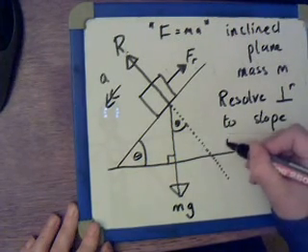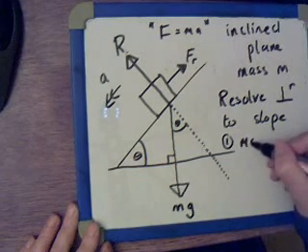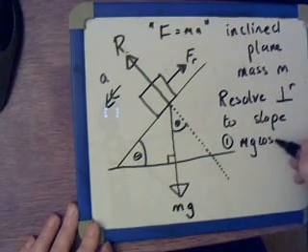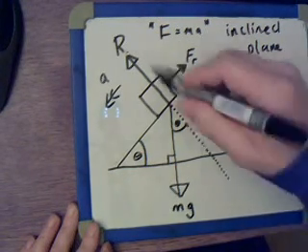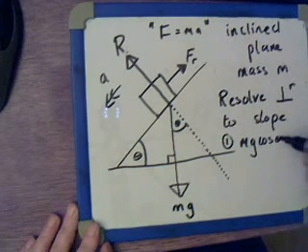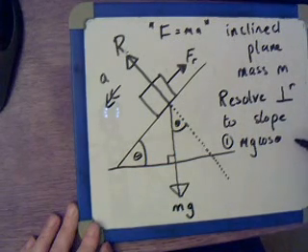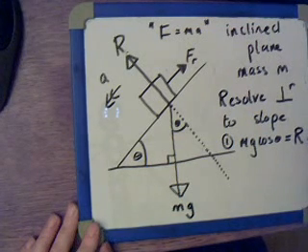So equation 1, mg cos theta. Now there's no acceleration, so they're just balanced. They balance, the magnitude of the force is the same. Mg cos theta must be balanced to R. So that's equation number 1. Mg cos theta equals R.